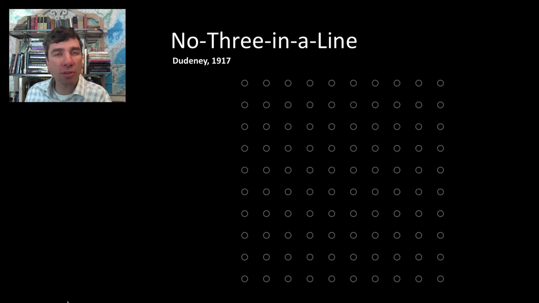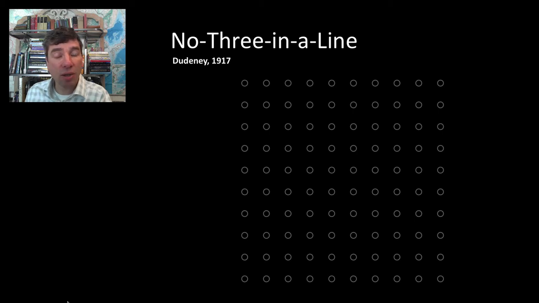The person responsible for these beautiful puzzles was the master puzzle maker, Henry Dudeney. In 1917, Henry Dudeney was responsible for posing an unsolved problem. It's called the no 3 in a line problem. Here it is on a 10 by 10 board.